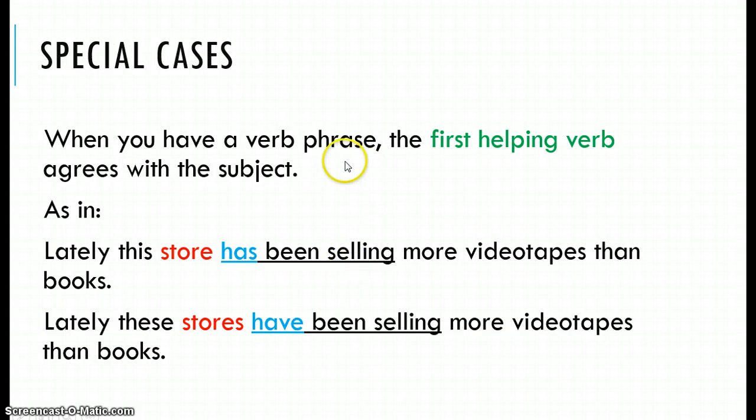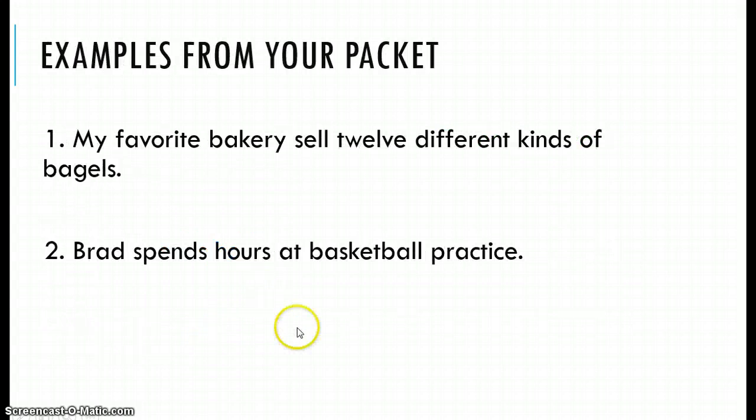Couple special cases. If you have a verb phrase, like a helping verb, like this, has been selling, I've got a verb and two helping verbs, then the first helping verb is the one that agrees with the subject. So in this case, it's has. Has agrees with store, because store is singular. It would be like it has been selling. In this case, it's going to agree with, again, the first helping verb, which is have. And that's because I've got a plural verb, stores have.